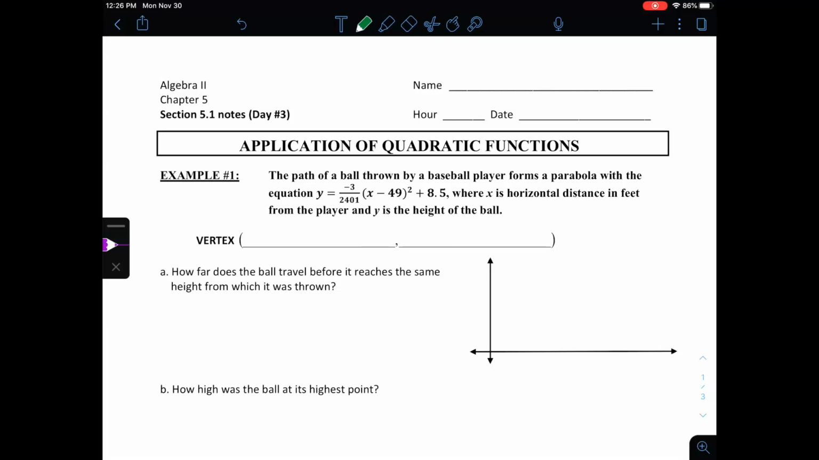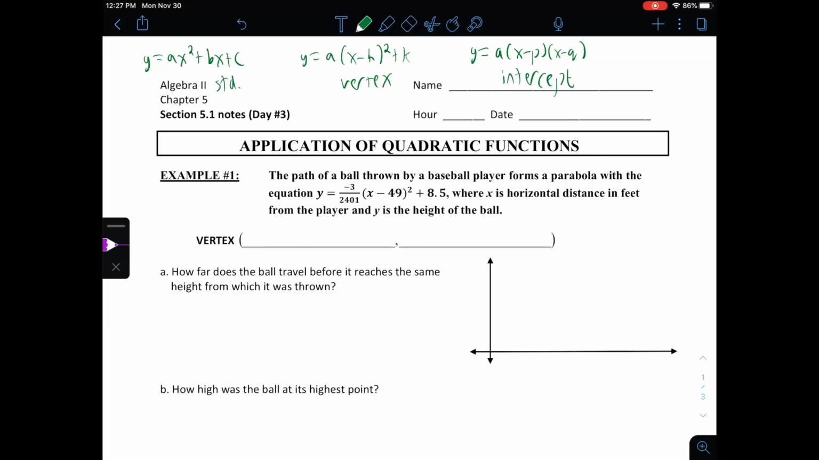The first thing we should do is figure out what type of equation we have here, and also if it's open up or open down. So what equation does this look like? This is standard form. We also have y equals a times x minus h squared plus k. This is vertex form. And then we have y equals a times x minus p times x minus q. And that's intercept form.